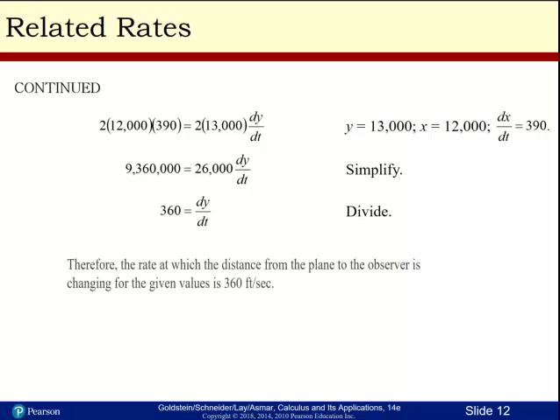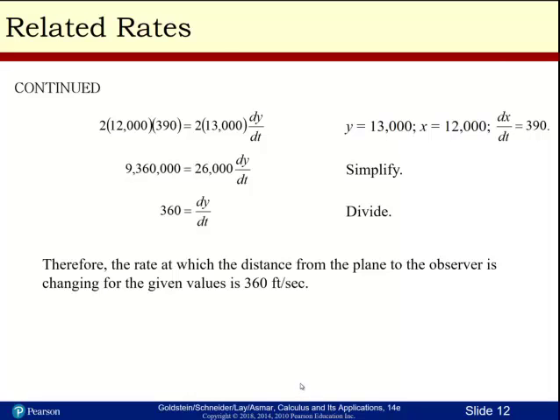We get 360. This means the rate at which the distance from the plane to the observer is changing for the given values that we had specified is 360 feet per second.